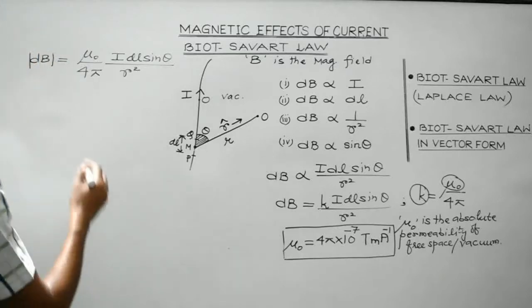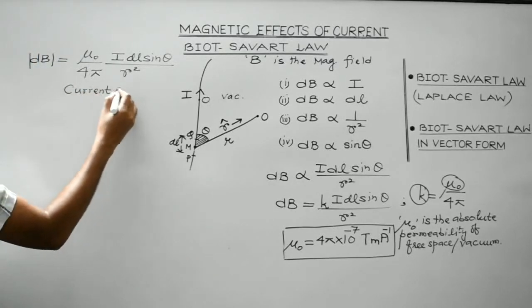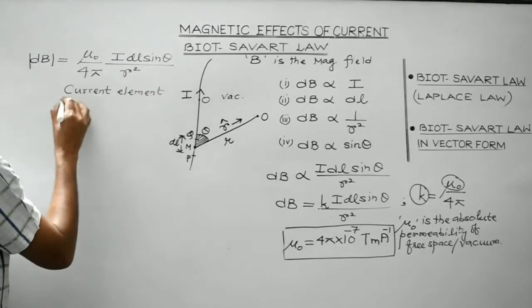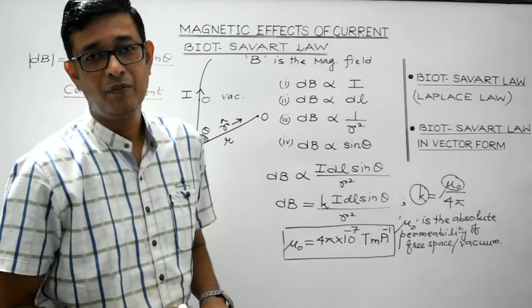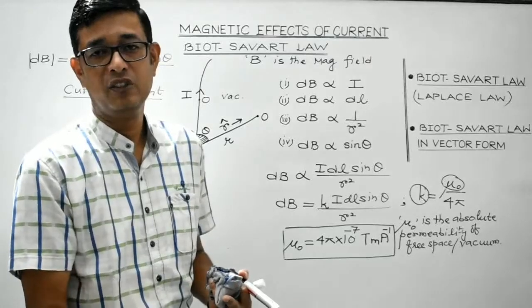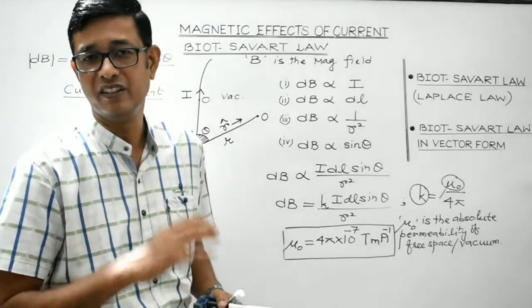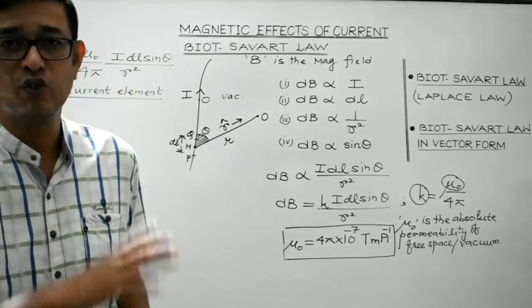And here I must first introduce the term current element. Now look students, current we all are aware, it's a scalar quantity because we tend to add current algebraically using laws of algebraic addition. We don't add currents vectorially, isn't it? So current is always treated as a scalar quantity.